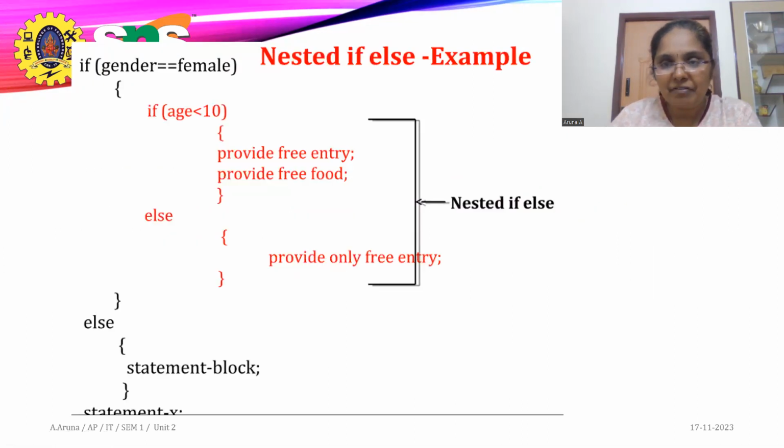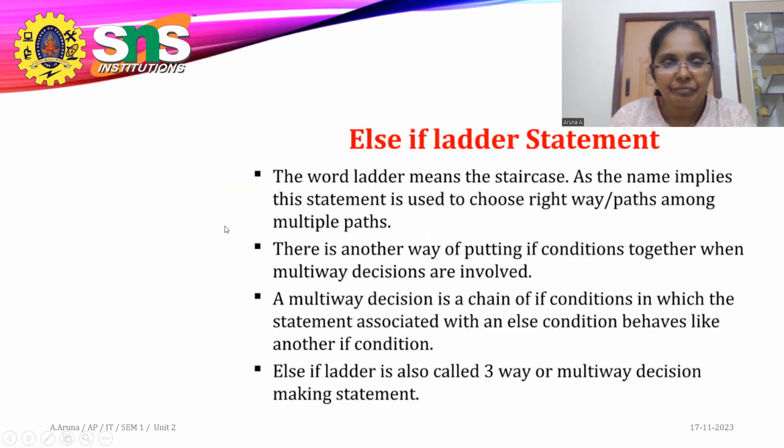Now let us see an example for nested if. If gender is equal to male, then I have to check whether their age is less than 10. If the age is less than 10, you can provide free entry and free food. Otherwise, only free entry, there is no need for food. So this particular statement we can call a nested if, because it is an if within an if.